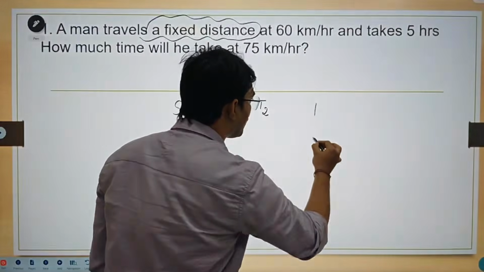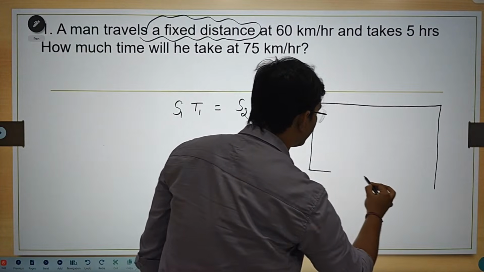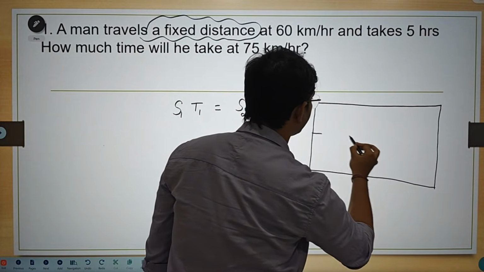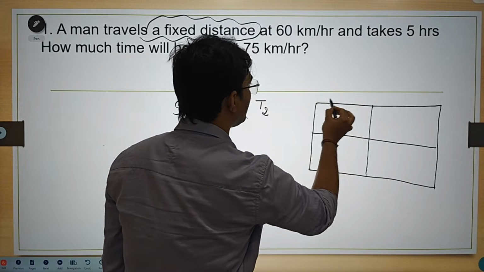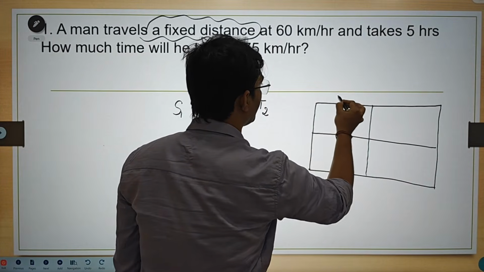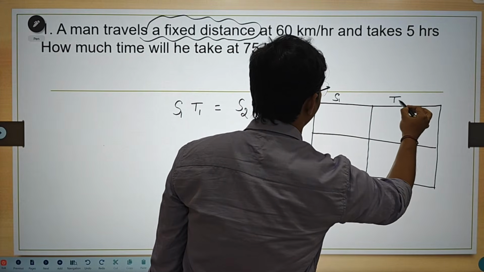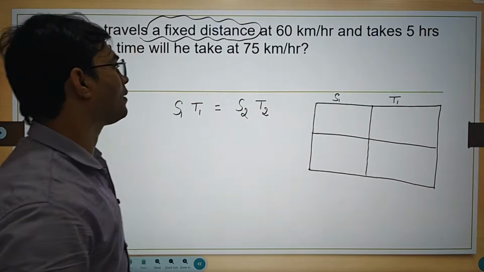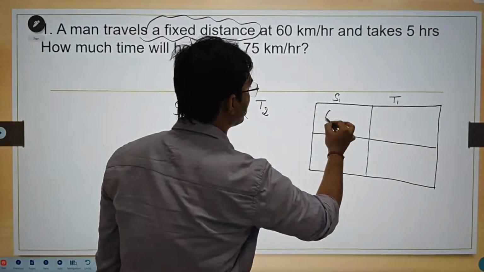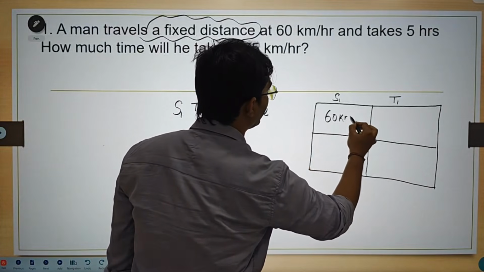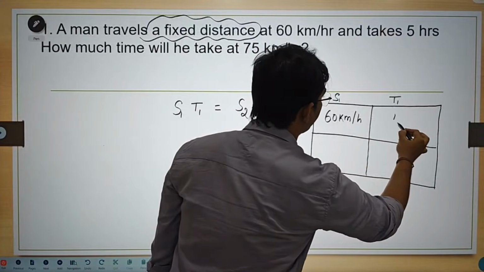So for the first problem, I'm making a diagram. I'll take 2 cases here. What are the 2 cases? In the first case, what is S1, what is T1? Let me call this S1, this T1. In the first case, what is the speed given? 60 kilometer per hour. When the speed is 60 kilometer per hour, the time is given as how many hours? 5 hours.